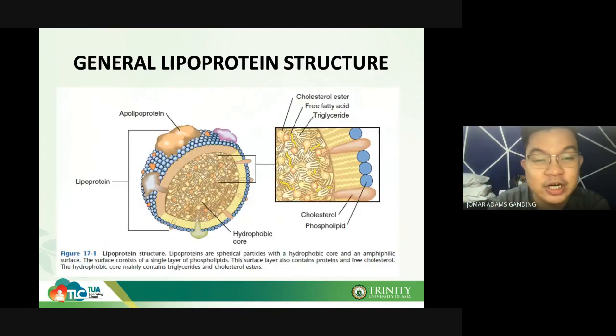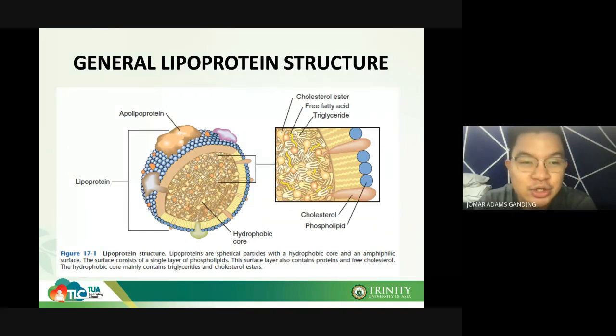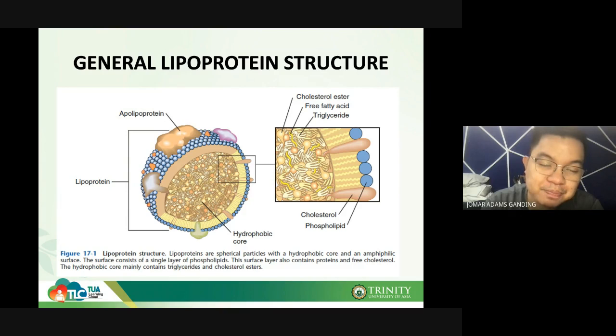So, your lipoproteins are like this. This is your general lipoprotein. Of course, you have your hydrophobic core. This is where you see your cholesterol ester, your fatty acids, and even your triglycerides. This is where you would store, okay? They would carry the lipids that they need to transport.